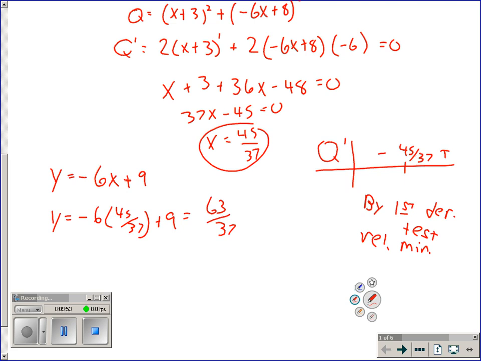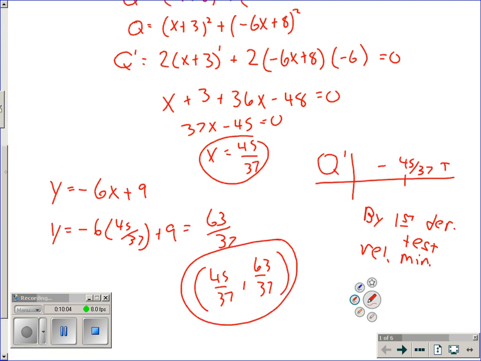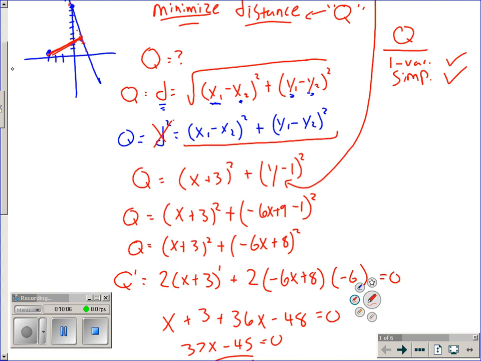So what we just found was the y value. So our coordinate point is 45 over 37, comma, 63 over 37. It's at this point right here that we are closest to the point negative 3, 1. All right, so this point right here that we just found, again, was 45 over 37, comma, 63 over 37. Okay? And we did that by minimizing the distance formula.